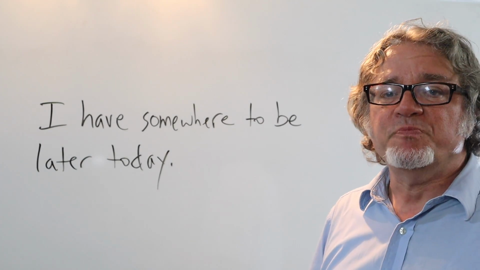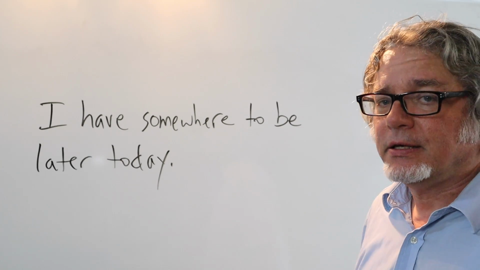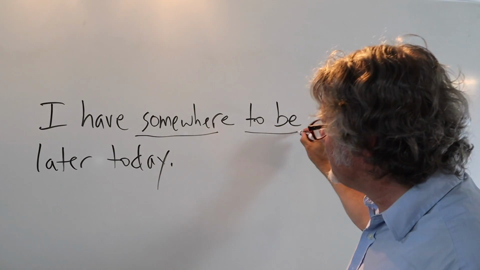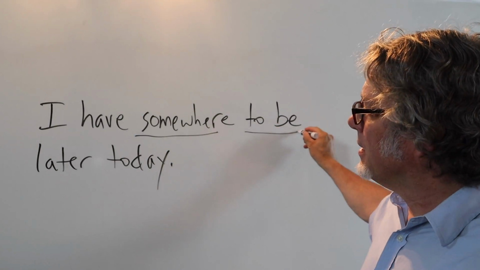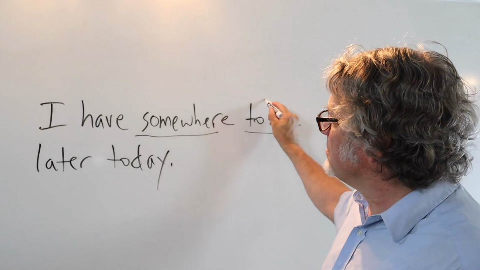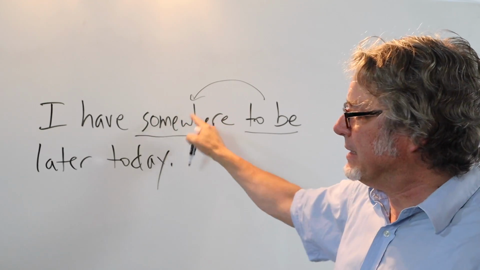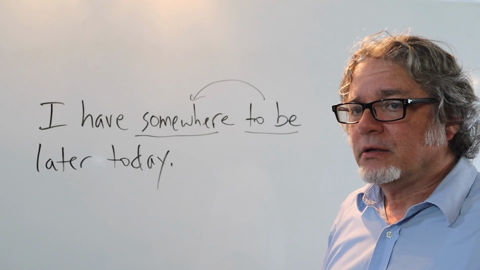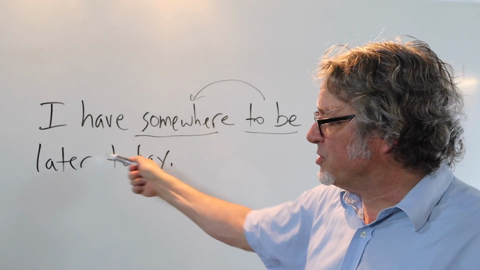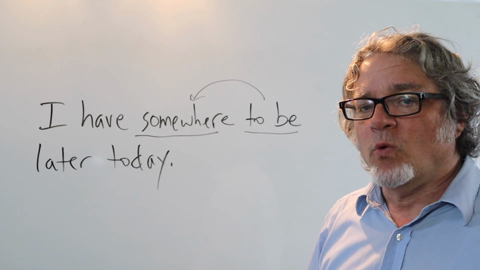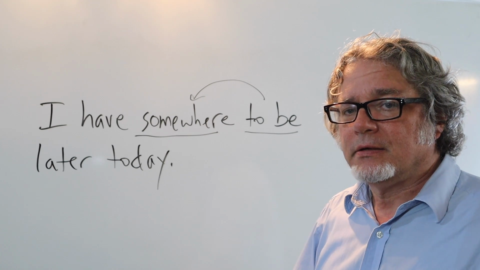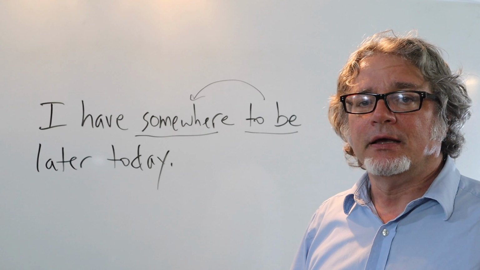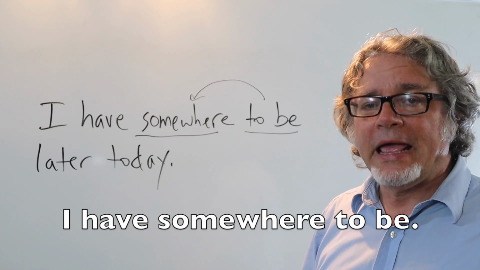I have somewhere to be later today. This is a pronoun, and then here is the infinitive. The infinitive just gives more information about this. I have somewhere to be. And this is not necessary, just added on for time. I have somewhere to be later today, or I have somewhere to be.